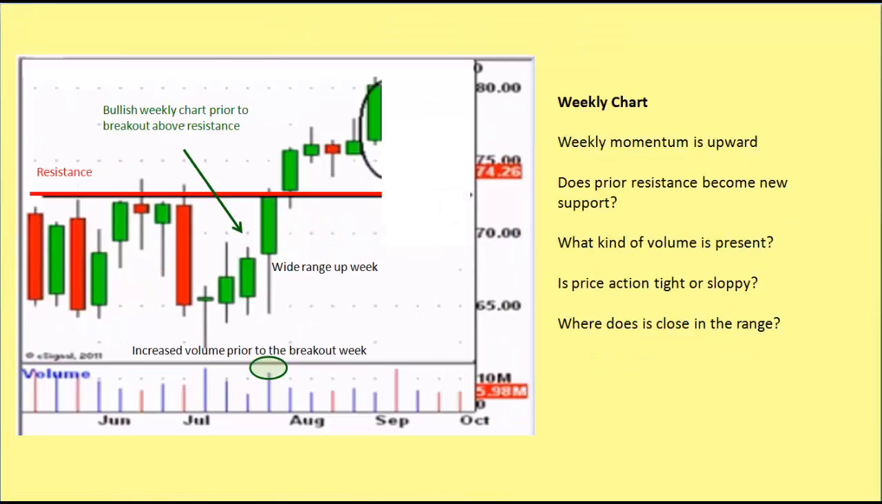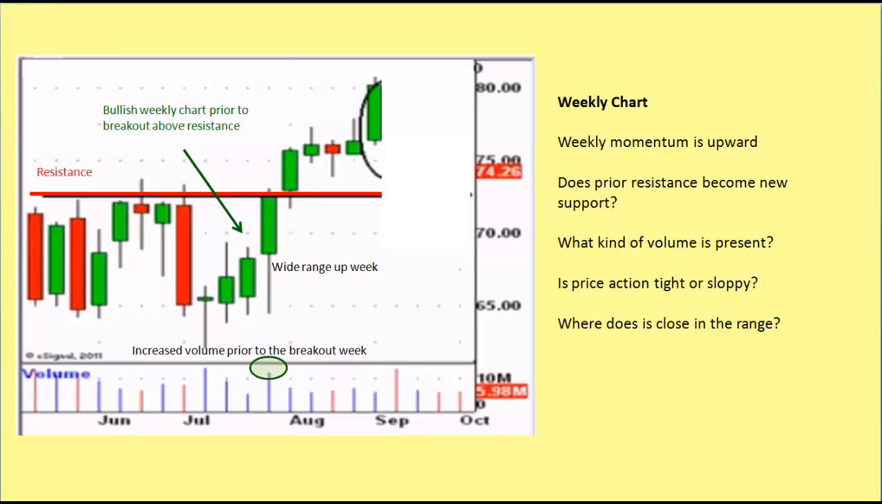When you look at a weekly chart, there's a few questions you want to ask yourself. One is price action tight or sloppy? Where is price closing in the range? What kind of volume is present? Does prior resistance become new support? And what direction is the weekly momentum? Is the price action bullish or bearish?